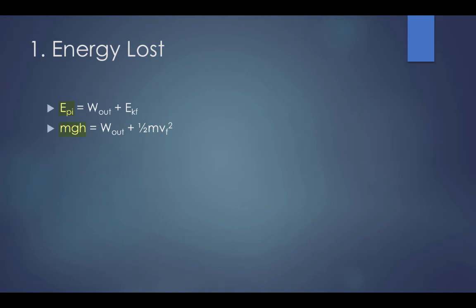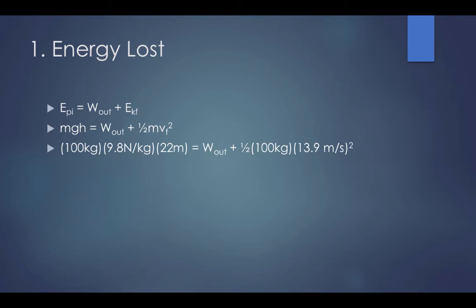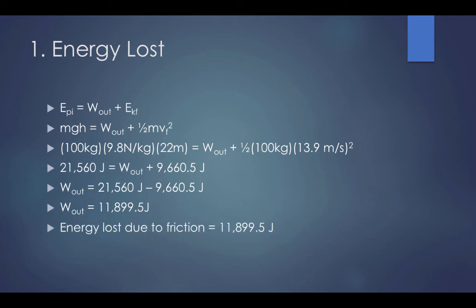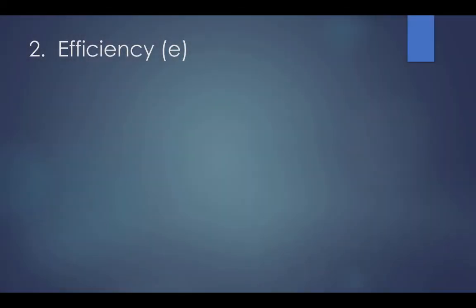Let's plug our numbers into the equation initial potential energy equals work out plus final kinetic energy. Potential energy is mgh, while kinetic energy has the formula half mv squared. Subbing in our values, we have 100 times 9.8 times 22 equals work out plus 1/2 times 100 times 13.9 squared. 21,560 joules equals work out plus 9,660.5 joules. Isolating work, we get 21,560 minus 9,660.5, and work out is calculated to be 11,899.5 joules. Energy that is lost or escapes the system due to friction is 11,899.5 joules.